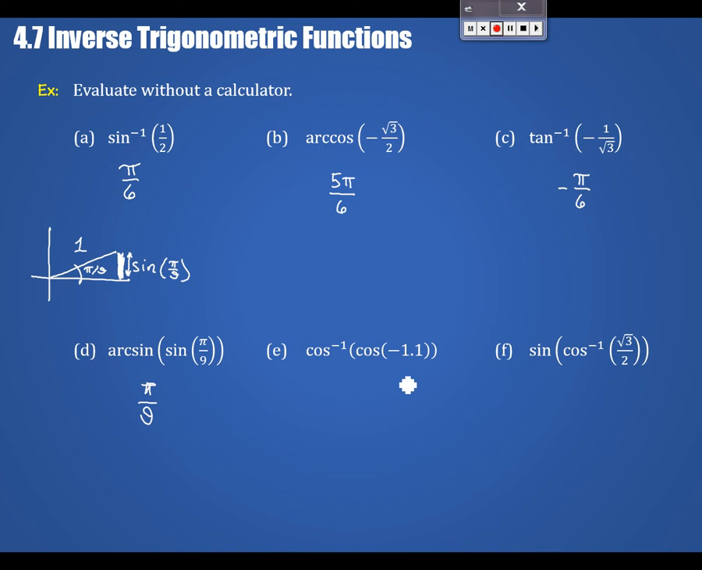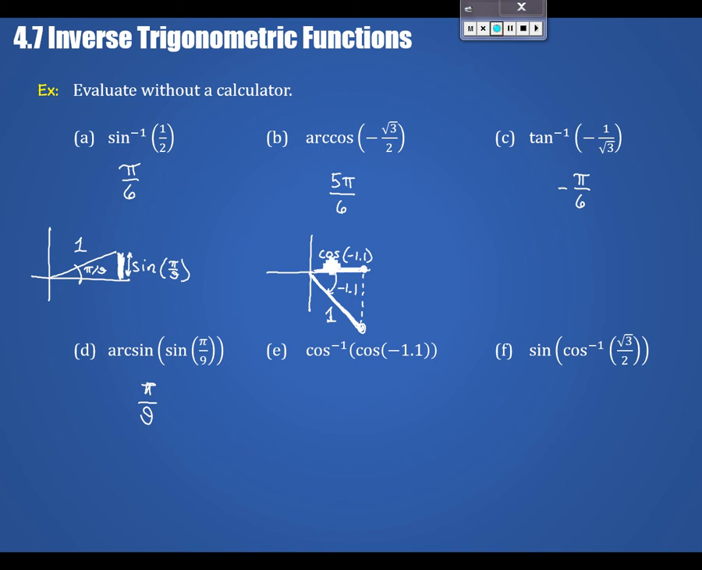So cosine of negative 1.1. Again, I'll draw a little picture. Negative 1.1, by that I mean negative 1.1 radians. So I happen to know that that looks like this. I don't know much about it, but I do know it looks like that. Negative 1.1 radians, somewhere in there, right? Let's assume this is 1 unit. The cosine of negative 1.1 radians is this distance right here. That's the distance along the x-axis there.